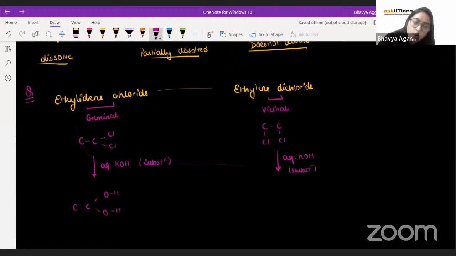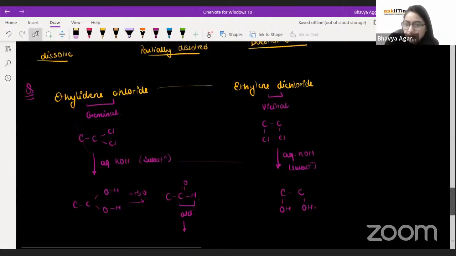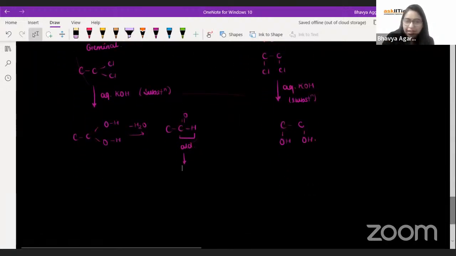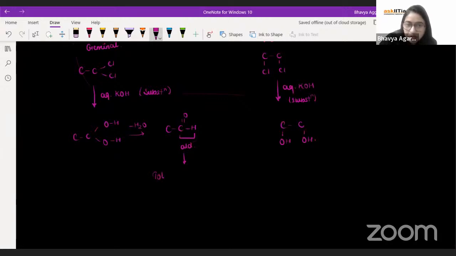Now I know two OH on the same carbon are not stable, so they will be removed as water, and what I'll be getting is an aldehyde, right? But in the second case, what I'll be getting is a diol, right? So basically, this is going to give me all the tests which an aldehyde can. In biomolecules, you have seen so many tests: Tollens, Benedict's.